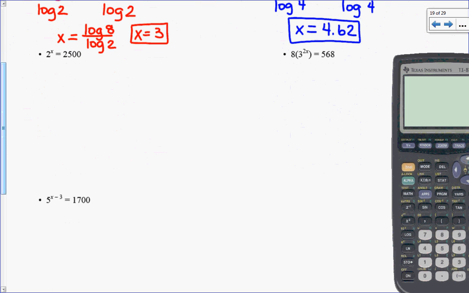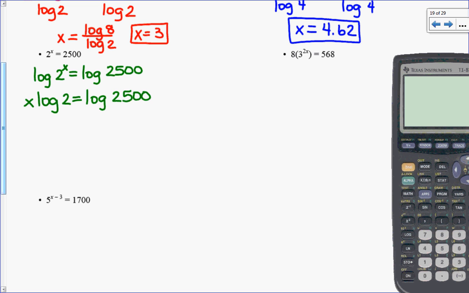2 raised to the x equals 2500. So if that's the case, then I know also that the log of the left side is equal to the log of the right side. Again, I'm going to bring the x down front using the power law of logs. x times log 2 equals log of 2500. Then divide both sides by log 2 so that I can isolate my x. And x is log 2500 divided by log 2, which is 11.29.